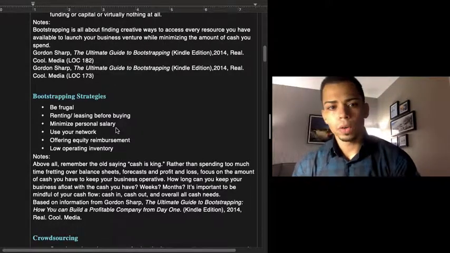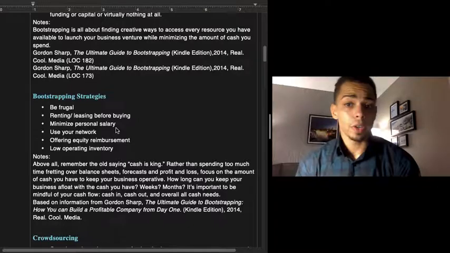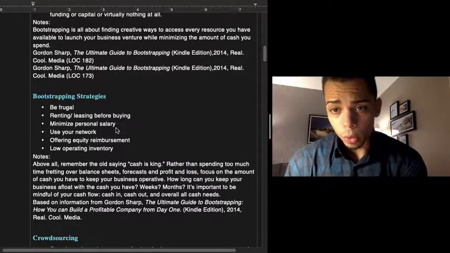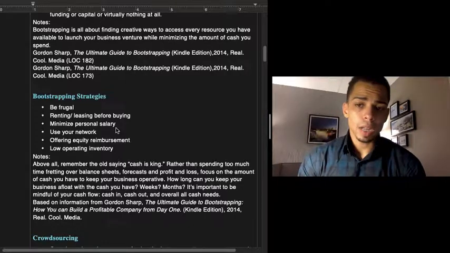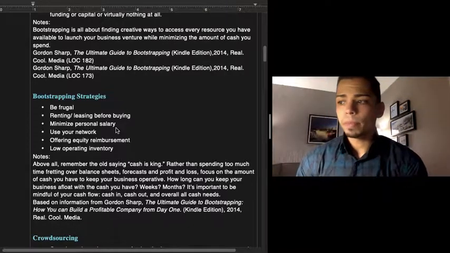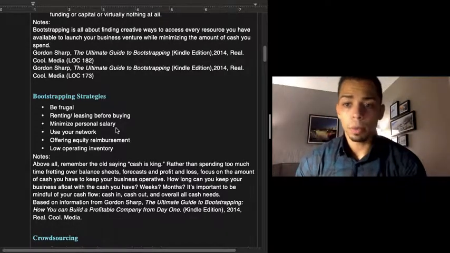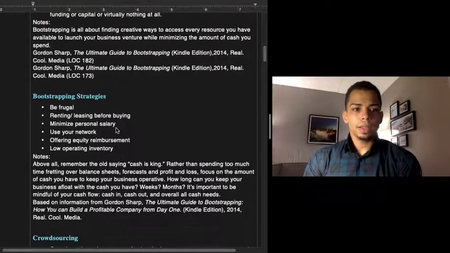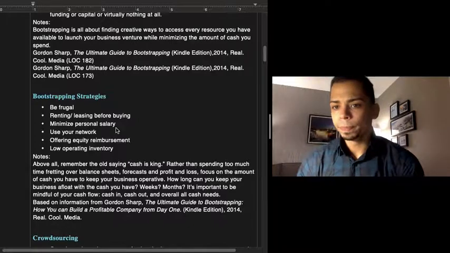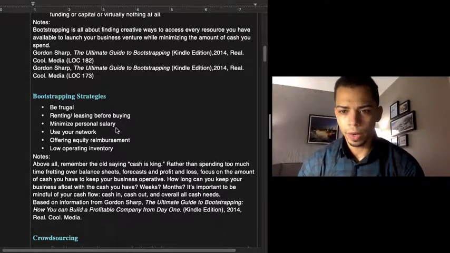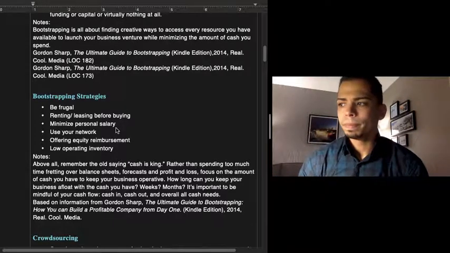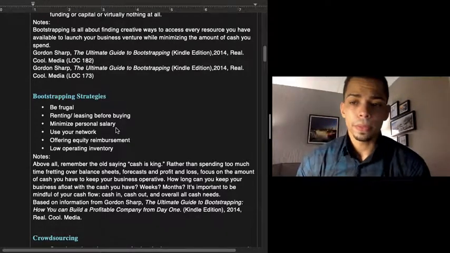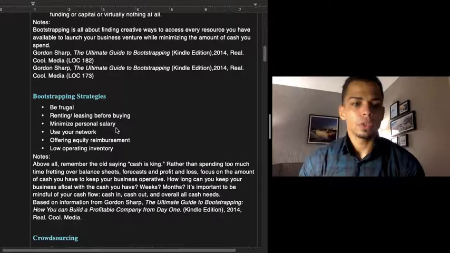Or you can offer equity reimbursement, meaning a part of your company. Equity is just the ownership of the company. So you can issue stocks and you can have people become essentially partners with you. And lastly, low operating inventory. Starting off, you want to keep your inventory very low. Remember, a couple of $1,000 was what I started with, not very much, and it was enough to get the business going.